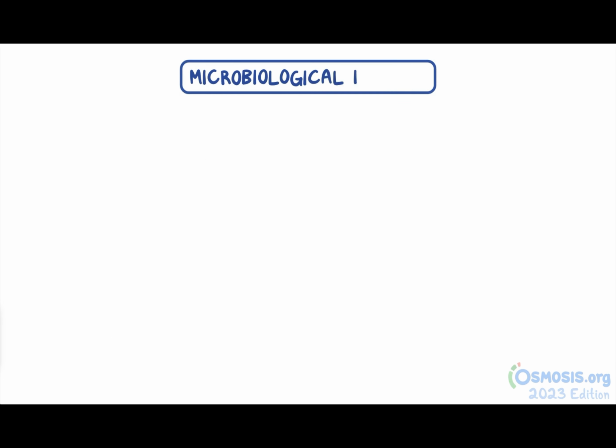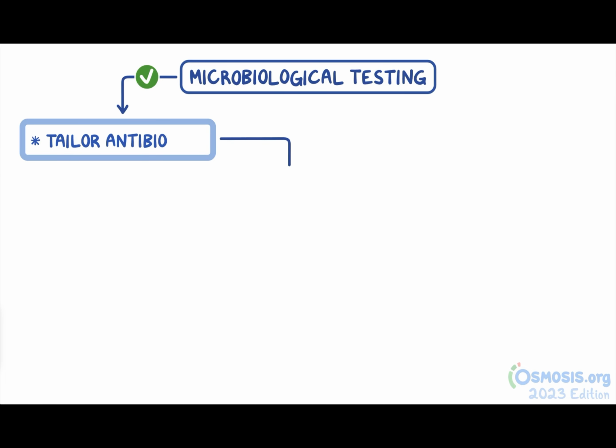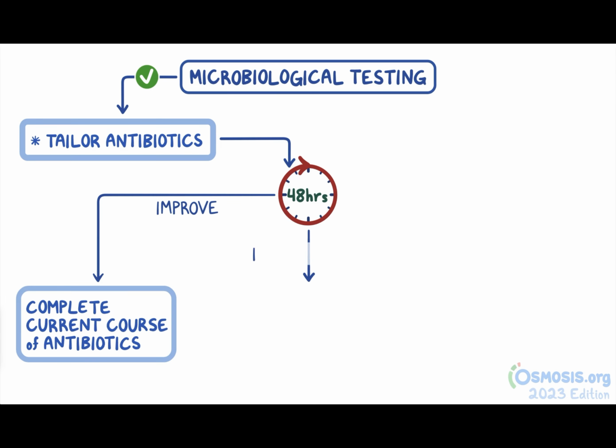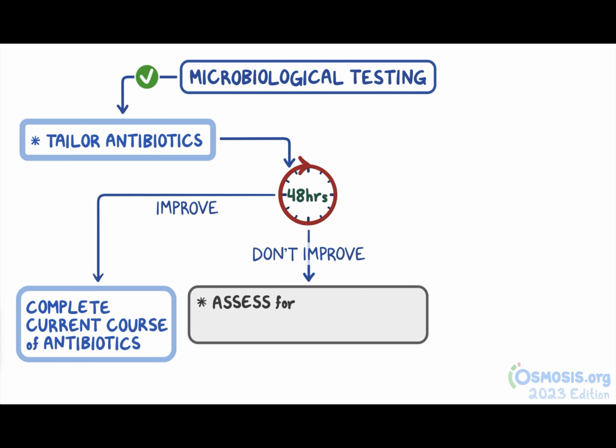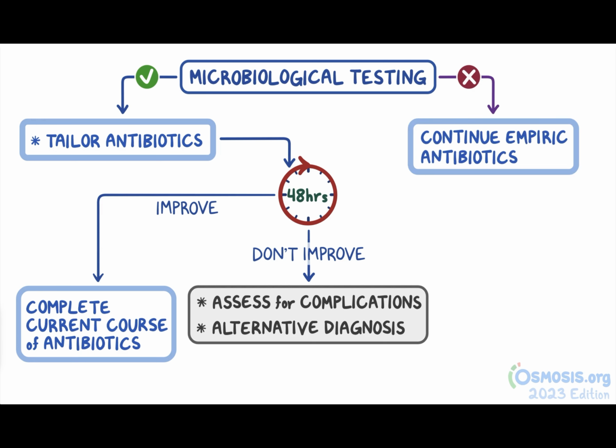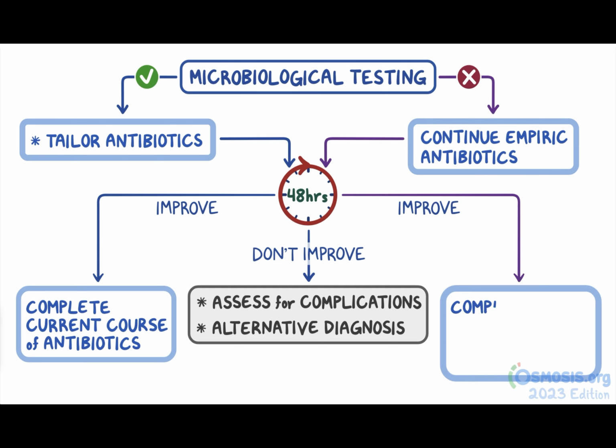If microbiological testing results are positive, tailor antibiotics and wait 48 hours to evaluate the patient's response. Patients that improve should complete their course of antibiotics, while those who don't improve should be evaluated for pneumonia-related complications or an alternative diagnosis. On the other hand, if microbiological testing results are negative, continue empiric antibiotics and evaluate the patient's response after 48 hours. If the patient improves, complete the current course of antibiotics for 7 days. But if they don't improve, consider pneumonia-related complications or some alternative diagnosis.